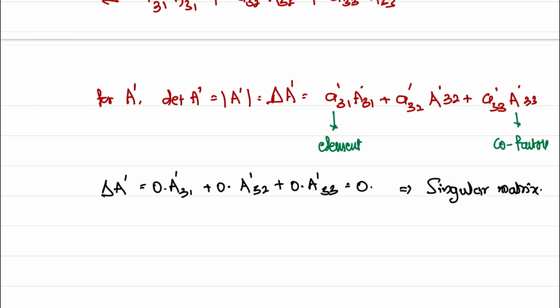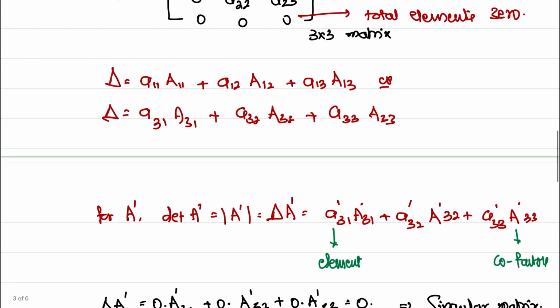When it is a singular matrix and the determinant is 0, then the rank is reduced. The rank is the number of non-zero rows and columns after completing all the possible row and column elementary operations. This is the result.